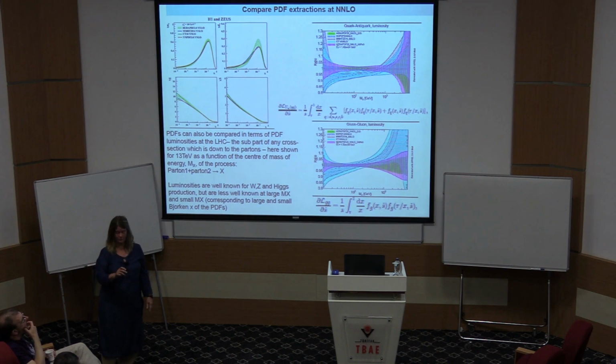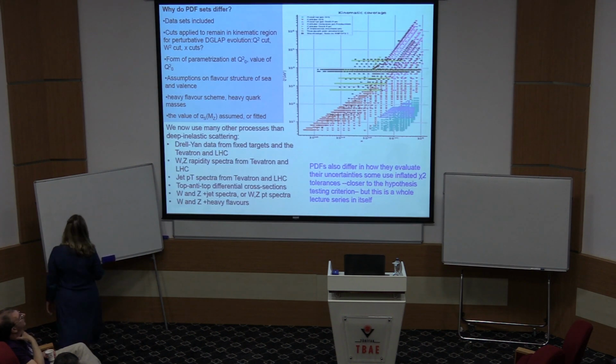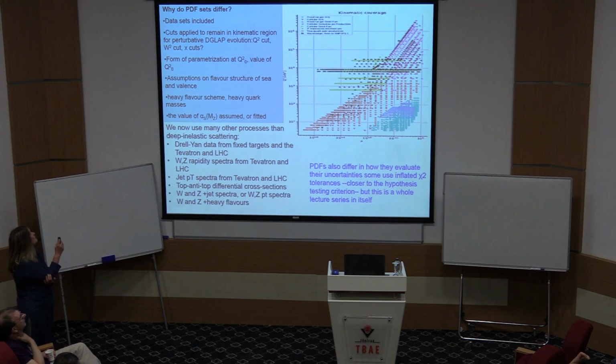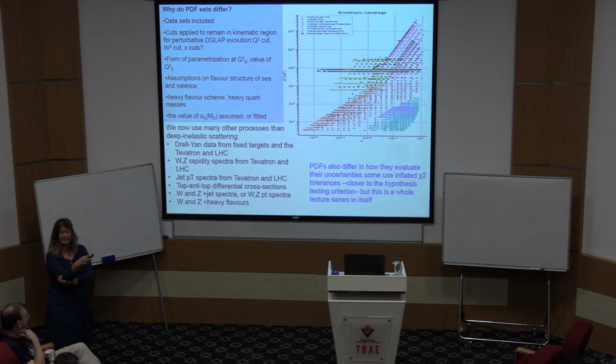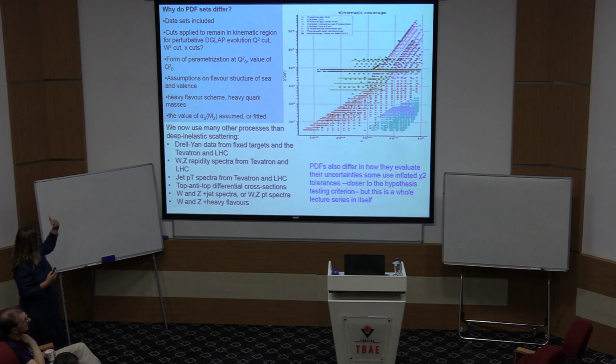Now, why in fact do different people's parton distribution sets differ, right? Well, people actually differ even at the level of the data sets they include in order to do this. They differ in the cuts that they decide are necessary to apply in order to remain in the perturbative region. They differ in the forms of parameterization at the starting scale and indeed at the values of the starting scale. They differ as to their assumptions on the flavor structure of the sea and of the valence, I'll come to that.